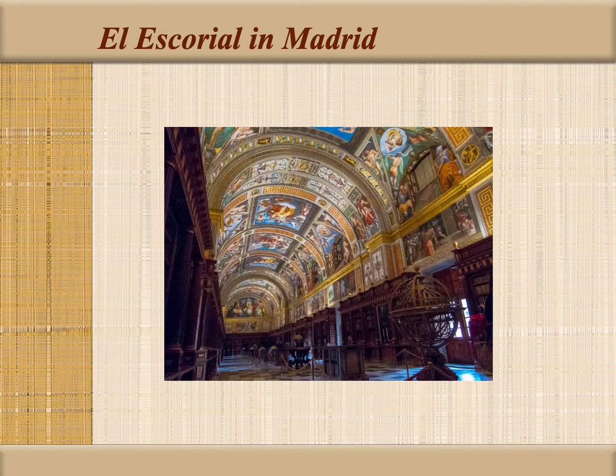So on this slide, you can see the ceiling of the library in El Escorial, and you'll notice that it is a barrel vault, so keeping that kind of Romanesque aspect continuing throughout. But you'll also notice the use of frescoes throughout. Look at how brightly colored they are and how detailed and ornamented these interiors were.